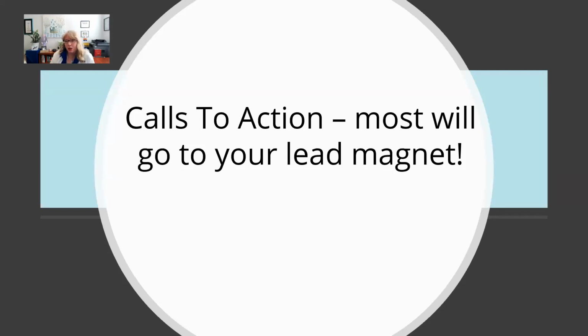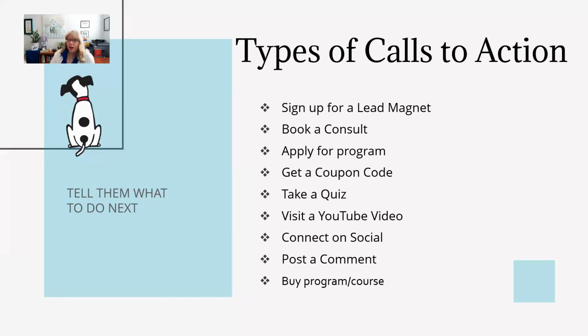The calls to action you're going to put in there, most of the time you're going to want to send people to your lead magnet or potentially a blog post that has a call to action to a lead magnet. There are other calls to action you can have: book a consult, apply for a program, get a coupon code, which is really good for brick and mortar stores or shops online, taking a quiz, visit and watch a YouTube video. There's lots of things that you can do, but the best one for you is really having a lead magnet so that you can build your own email marketing list, which really is an asset in your business. It's huge to have people signing up and getting on your list.